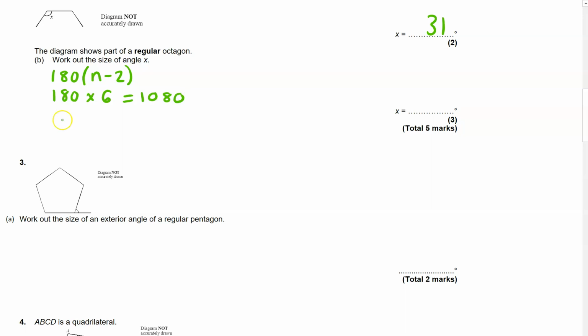You've got to divide that 1080 into your 8 separate angles that would be inside your octagon. So we would get, oh, that's 8, so 3 would make 24, so 4 and then 5. So the answer is 135.